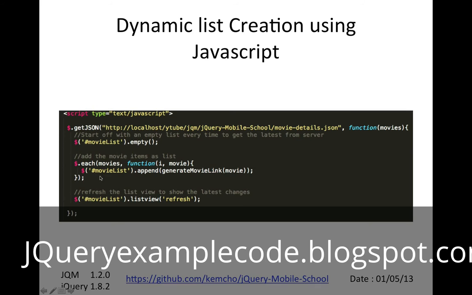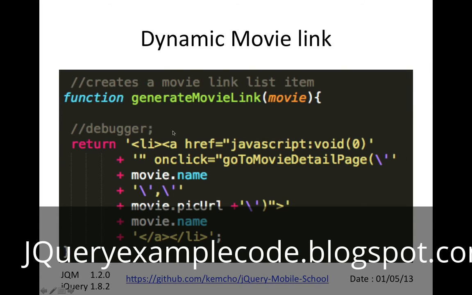And then once we have added all of these movies, we do a refresh on the list view because it's dynamically added. So all of the jQuery mobile CSS and JS behavior needs to be added. So once you do refresh, it adds that dynamic behavior. So generateMovieLink is this. It basically creates a list item and an anchor tag within it, which has an onclick method that goes to a JavaScript function that creates the page, the dynamic page.